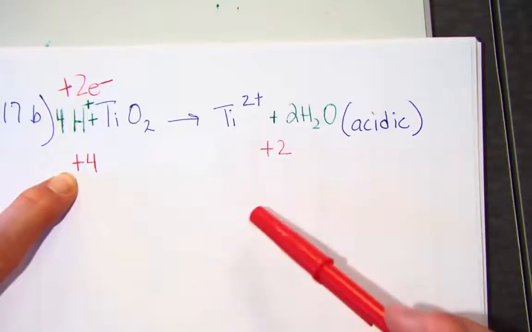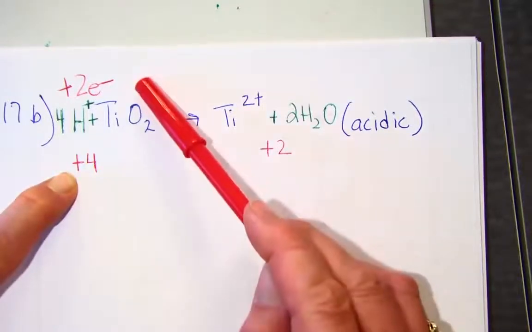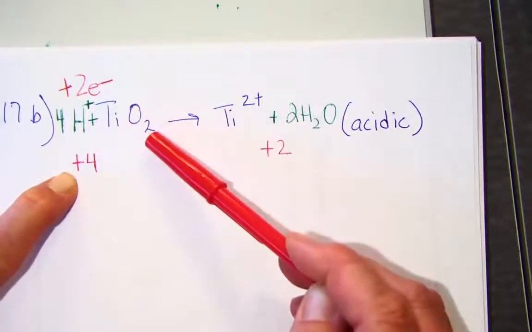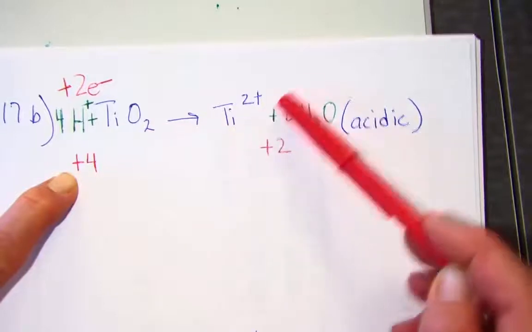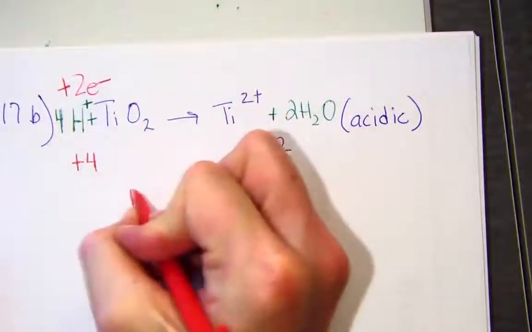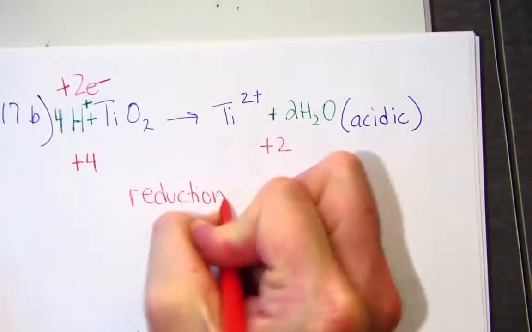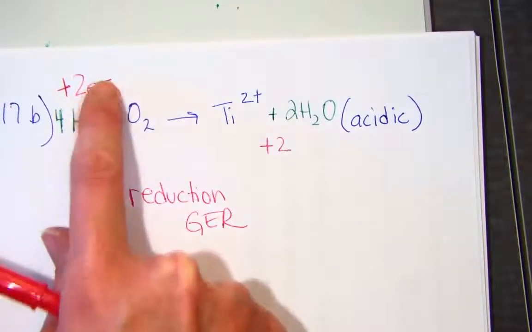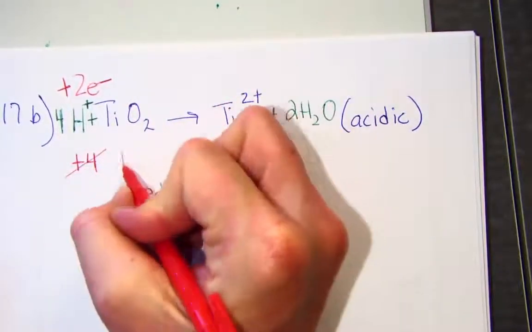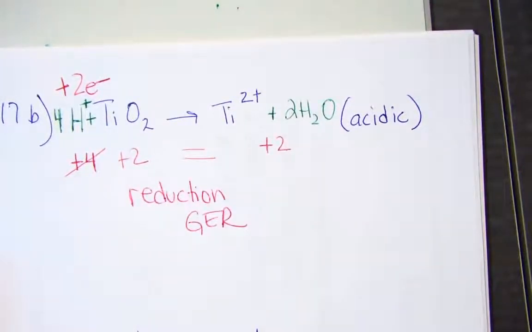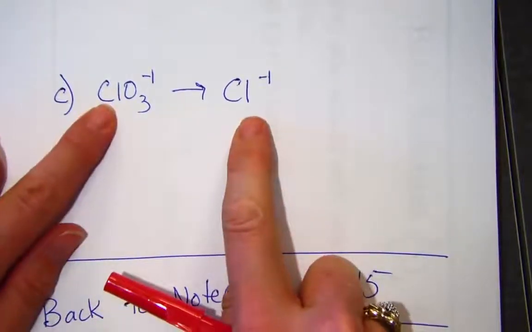The balanced half reaction would show 2 electrons plus 4 protons plus a titanium dioxide forming titanium +2 and 2 waters. When I add electrons to the left, this is a reduction half reaction. Gaining electrons is called GR. 4 hydrogen ions and 2 electrons brought this from a +4 down to a +2, and now they're the same electrically balanced charge. Step number 1 of our rule says break it into 2 half reactions.